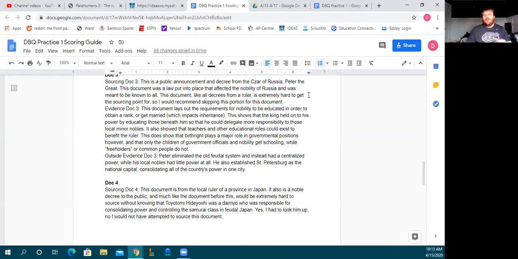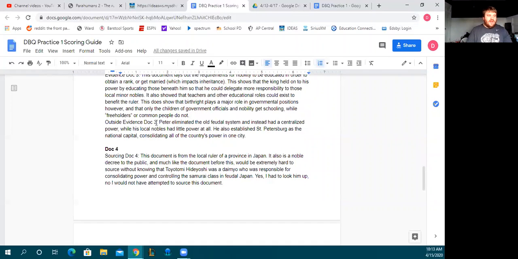So the way in which this king holds on to his power is by educating those under him, right? He wants to have more distributed power so that way his underlings can actually do all of the work and he can kind of sit back a little bit more and not have as much hands-on control.